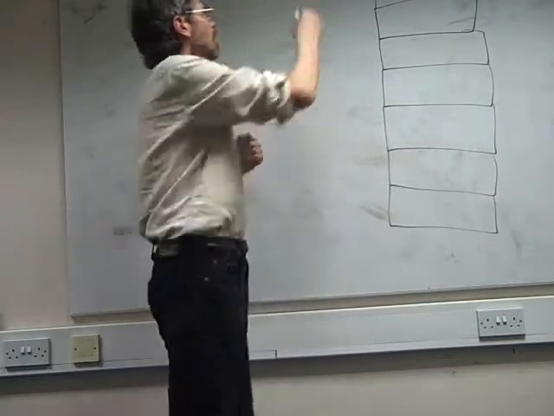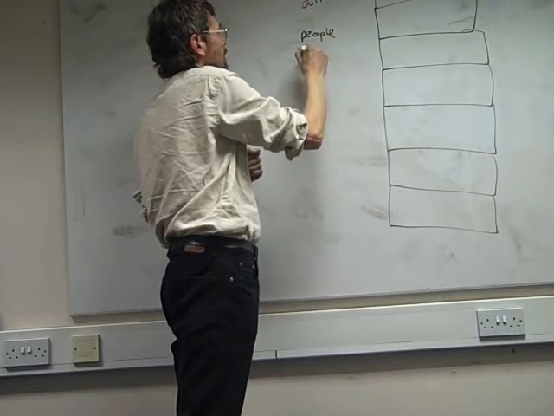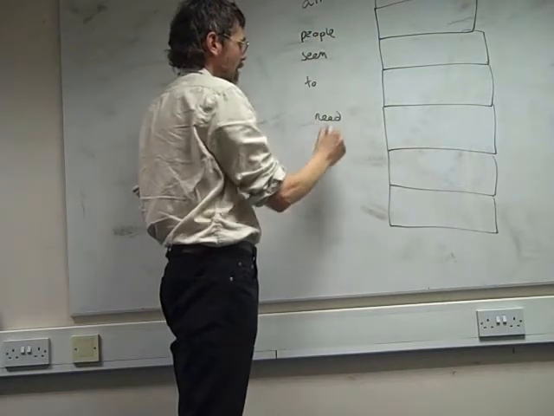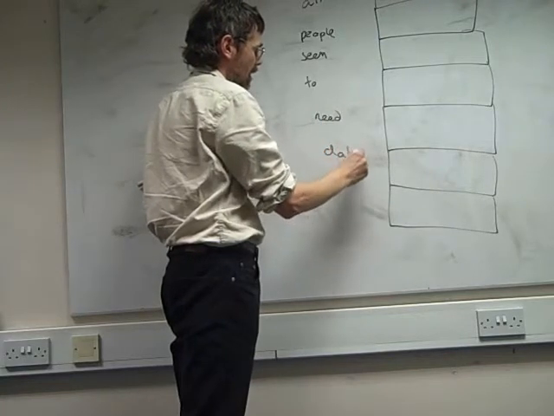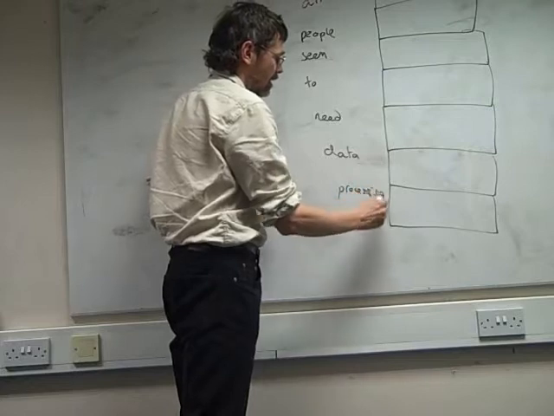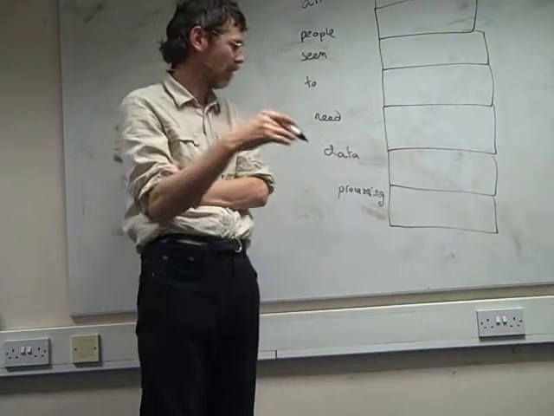And the way I remember it is: all people seem to need data processing, because I can never remember it. And those are the first letters, the layers of the model.